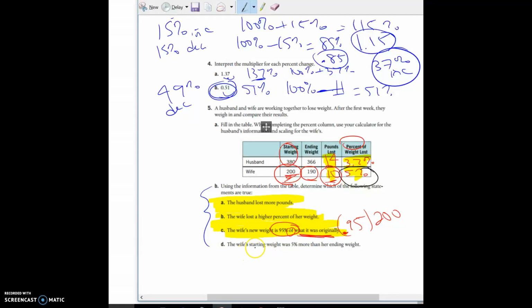So let's look at it at the beginning. The wife's starting weight was 5% more than her ending weight. Okay, so let's take her ending weight, 190. And then I can add 5%, so I can figure out what 5% is, get an answer. All right, so 10% would be 19. What's half of 19? Is that 9.5 pounds? And I can add it back in to the 190, and I get 199.5, which is not exactly 200. The other thing is it's faster to use a multiplier. So instead of doing that, I could just do a multiplier.